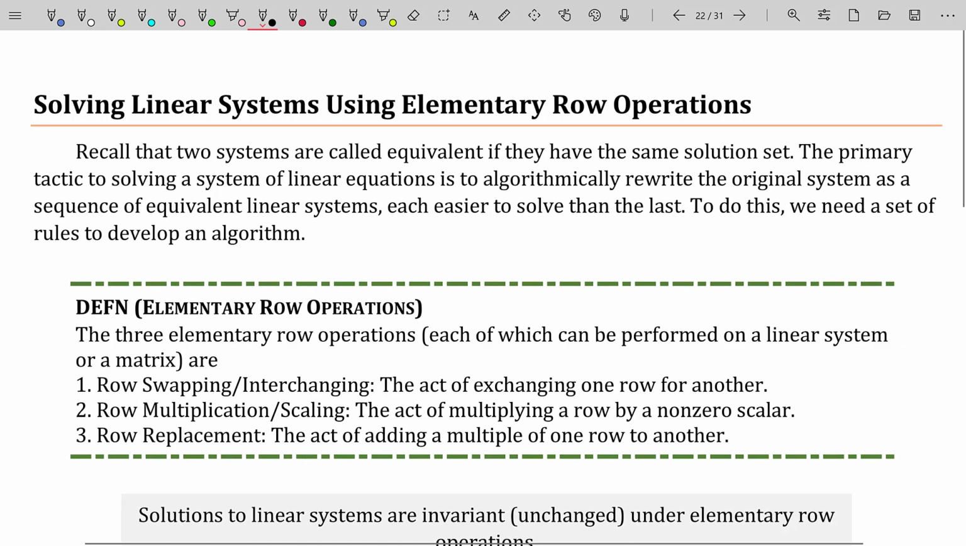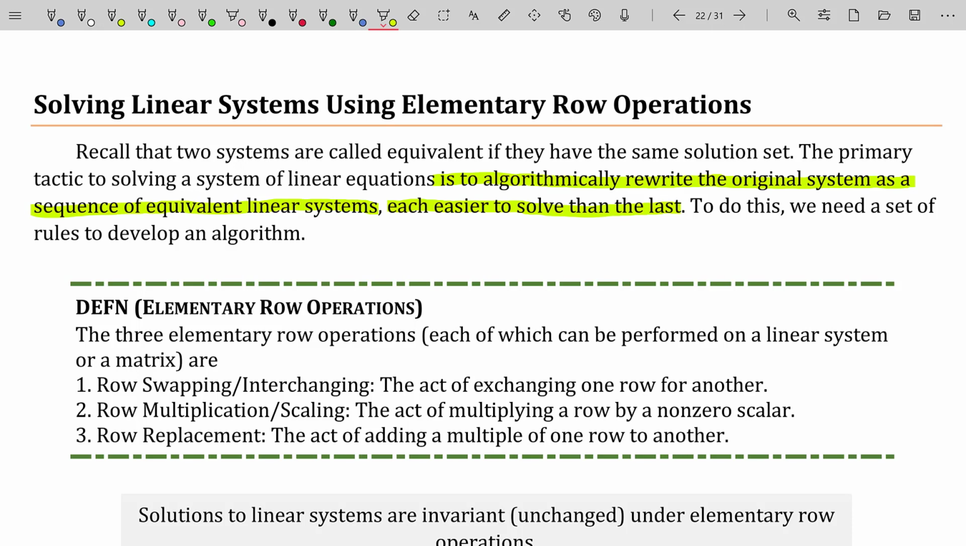The primary tactic to solving a system of linear equations is to algorithmically rewrite the original system as a sequence of equivalent linear systems. Remember, equivalent linear systems have the same solutions. So we basically want to develop an algorithm to modify our current system we've been handed, and in that modification process, we want to create a new system that has the same exact solutions as the previous system. We want to basically keep our solution invariant, is what we'd call that.